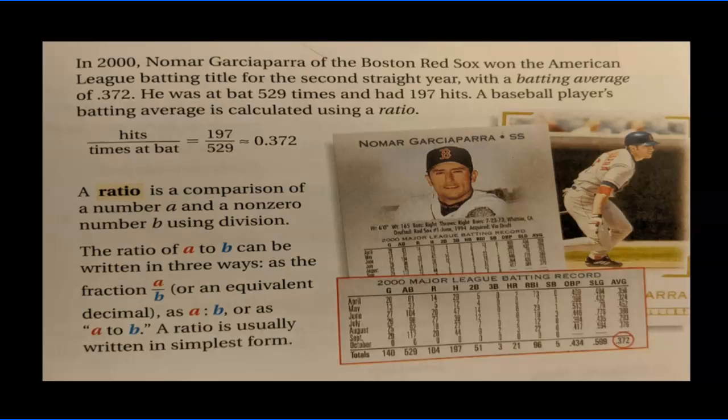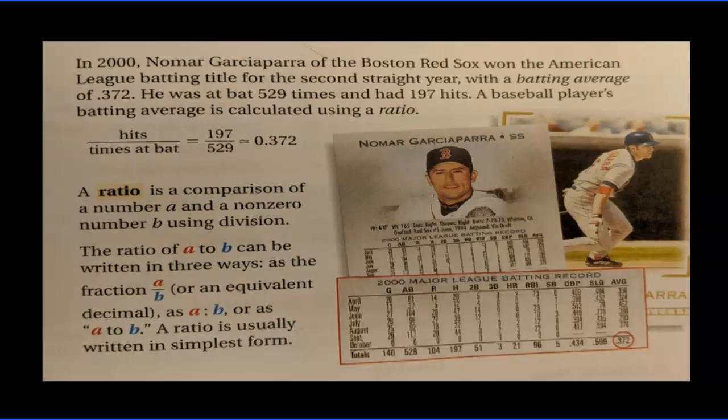So that batting average is calculated using a ratio. I don't know what the year is, it's 2000. They show you how they set that up. The number of hits he has comes over the number of times he was at bat. So if you ever wondered how they figure out that batting average, that's how they do it. Then they divide 529 into 197.